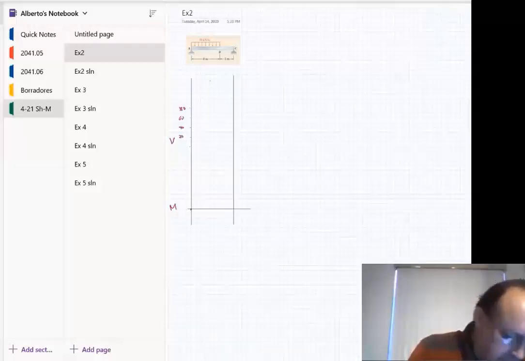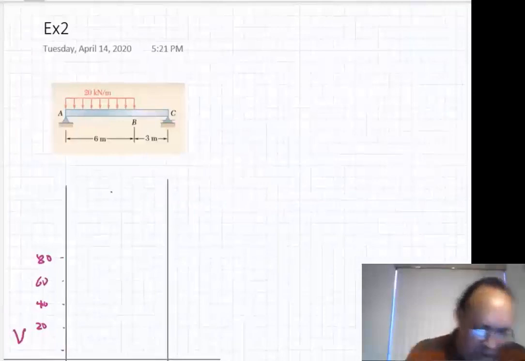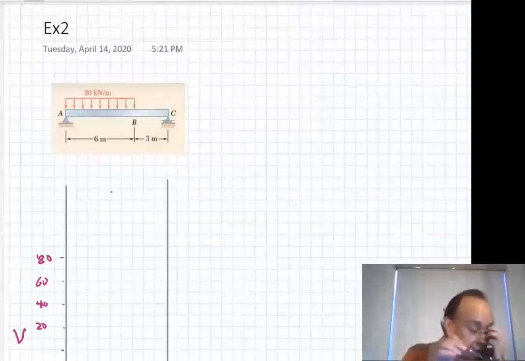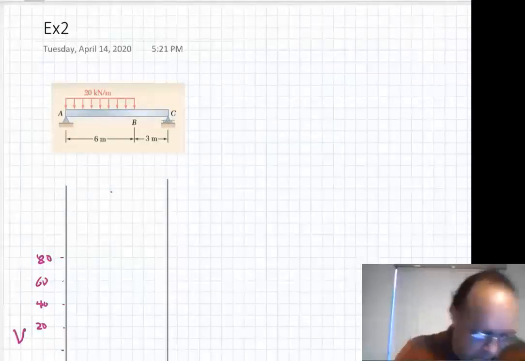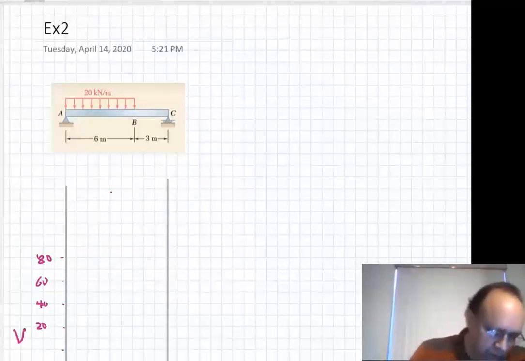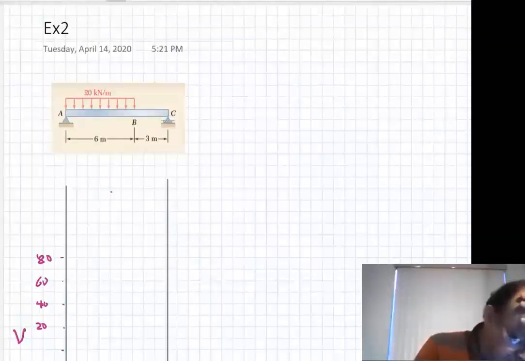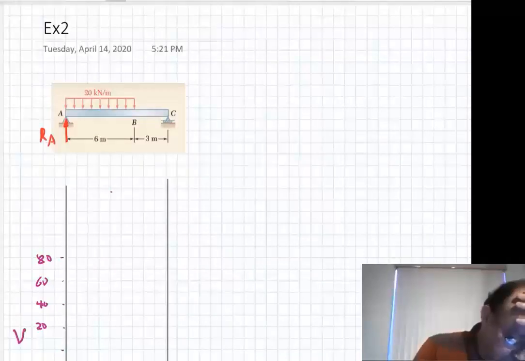First thing, as we said before, you have to find the reactions in order to have all the forces acting on the beam to do the diagram. So for the reactions, you guys should be very good at finding them now. You can start working on this. Can you find these reactions here? This will be RA. This will be RC.